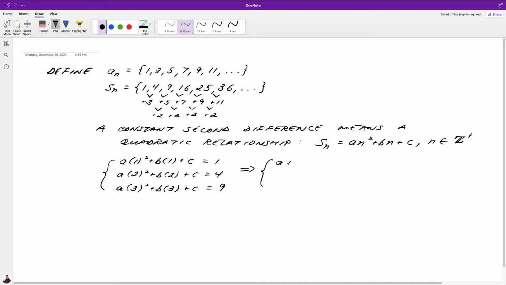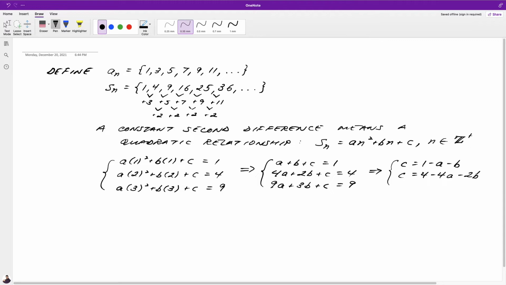So here we go, simplifying. a plus b plus c equals 1. 4a plus 2b plus c equals 4. 9a plus 3b plus c equals 9. Okay, good. I'm going to solve for c for everything, and this will be quite easy. So solving for c, I got c equals 1 minus a minus b. I've got c equals 4 minus 4a minus 2b. And I've got c equals 9 minus 9a minus 3b.